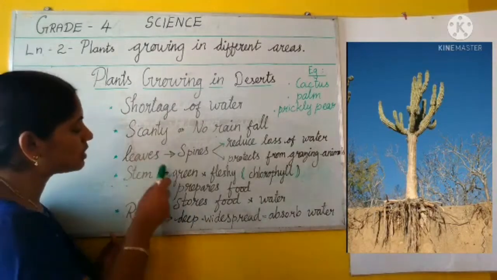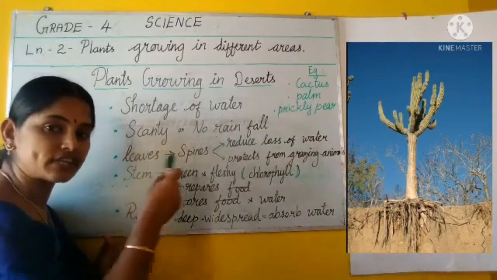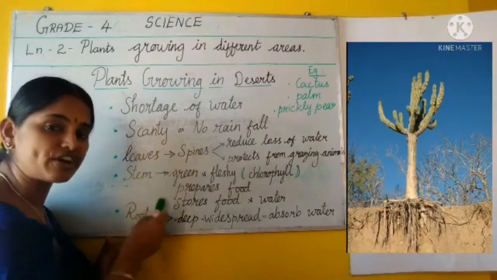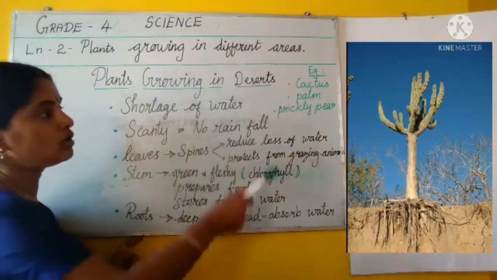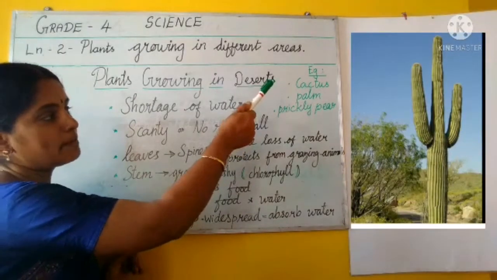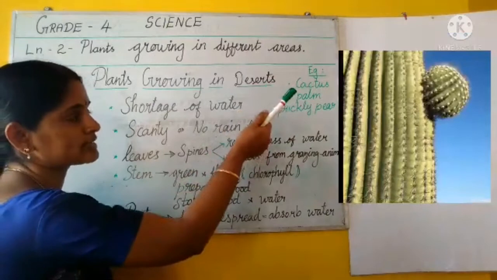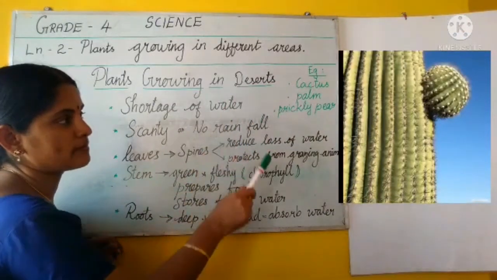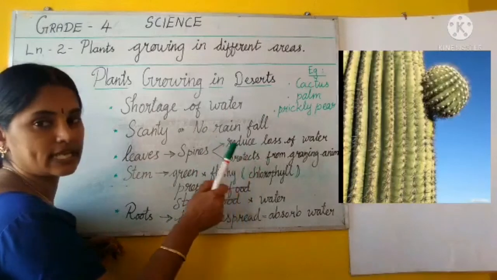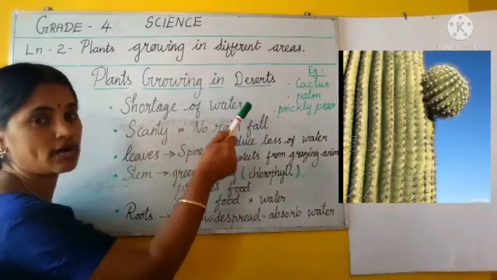So these are the modifications we can see in the desert plants. Look at the example, cactus. See, this plant we call cactus. Look at the plant. See, the stem is green and fleshy. The spines are what? Leaves.